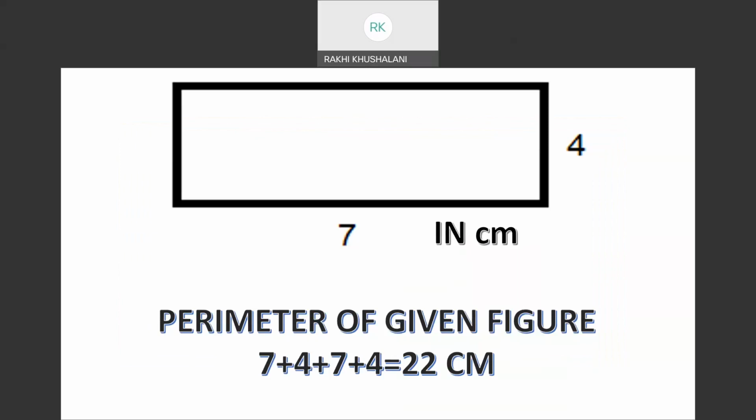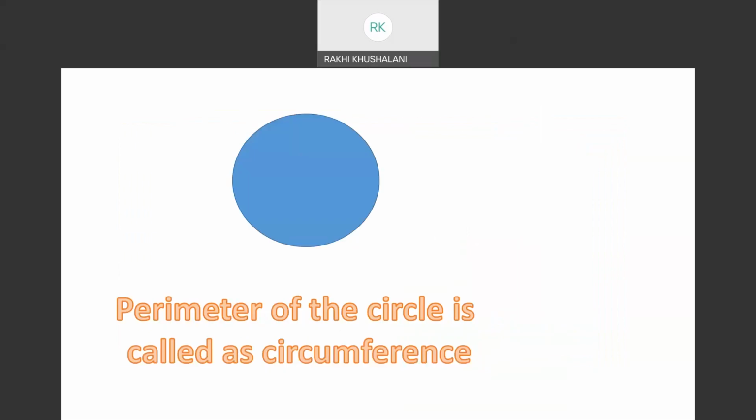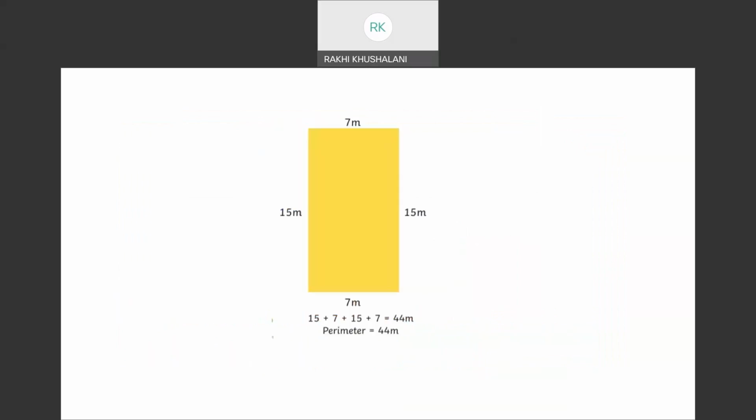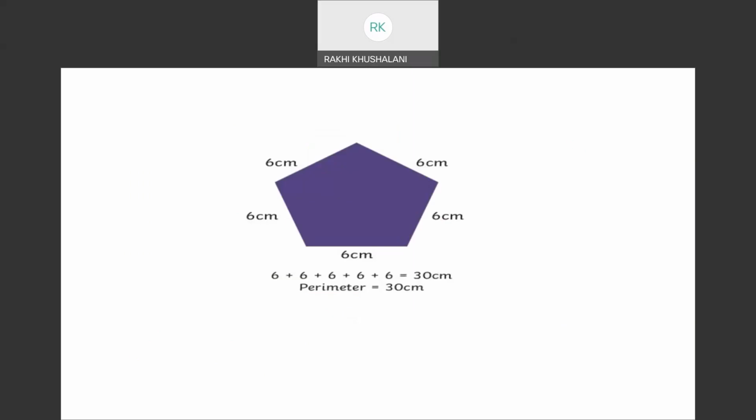When I have to find out the perimeter, I add the lengths of all the sides, which gives me the perimeter. You know that the perimeter of the circle is called circumference. Like this figure is given, we add 15 plus 7 plus 15 plus 7, which gives me 44 as the perimeter of this yellow shape.